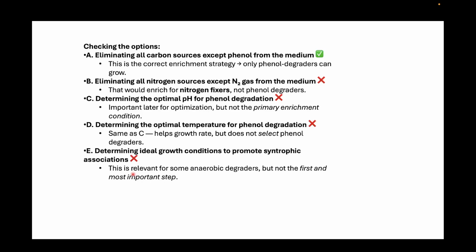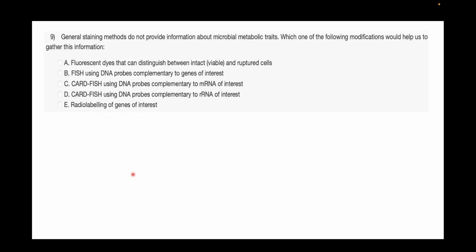Okay. Moving on to the next question. Question number 9. This is the second last question. I have prepared 10 questions for you guys. So, two more questions to go: question number 9 and question number 10. Okay. Question number 9.